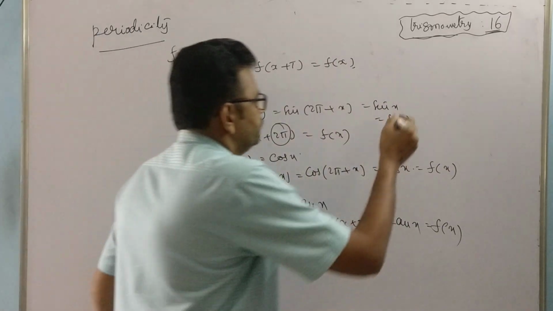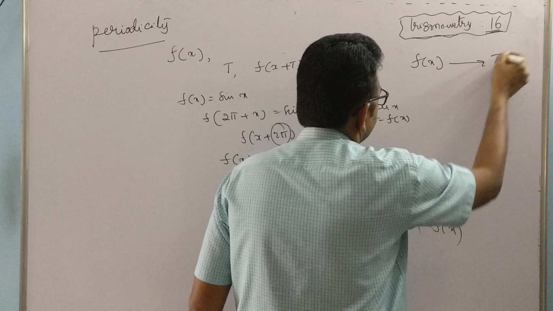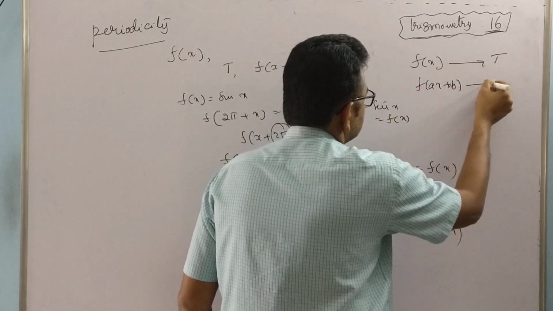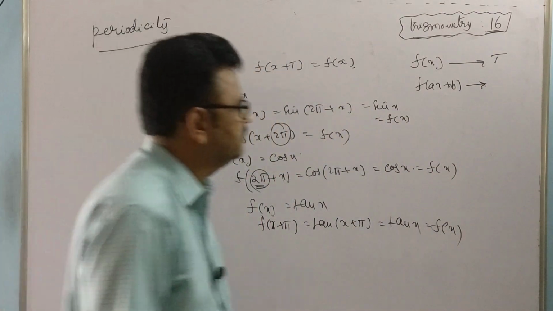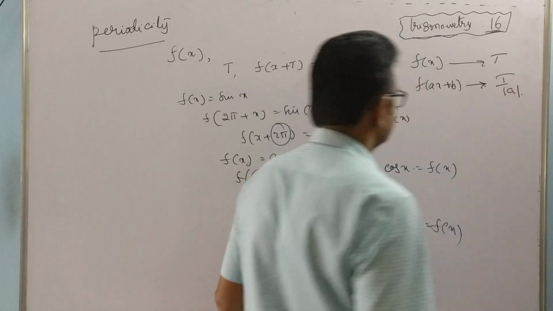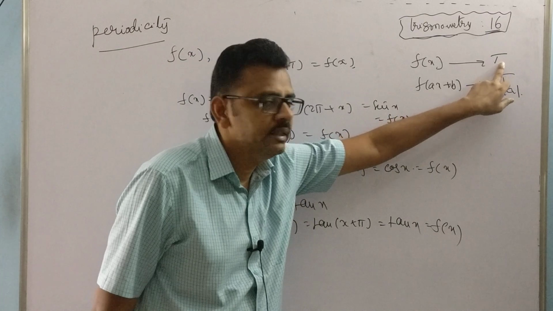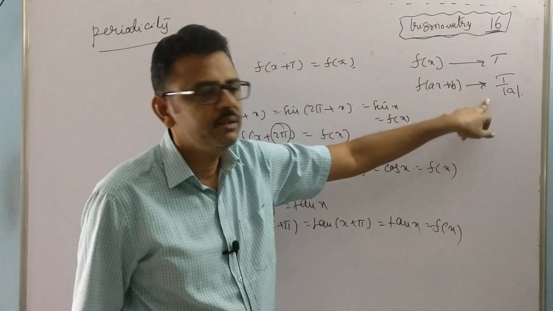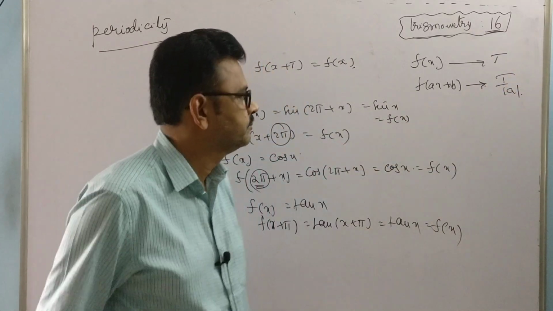Next, if f of x is a periodic function with period t, then f of ax plus b is also a periodic function with the period t by mod a. If f of x is a periodic function with the period t, then f of ax plus b is also a periodic function with the period t by mod a.